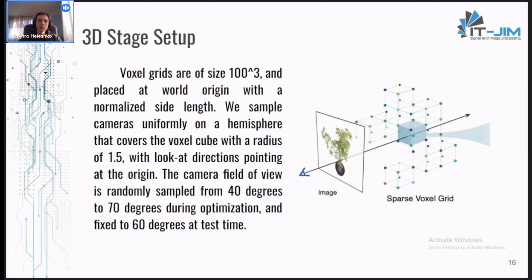The scene itself is a voxel grid of size 100 by 100 by 100 and is placed at the world origin with a normalized side length. We sample cameras uniformly on a hemisphere that covers the voxel cube with a radius of 1.5, with a look-at direction pointing at the origin. The camera field of view is randomly sampled from 40 degrees to 70 degrees during optimization and fixed to 60 degrees at test time. The same technique is reported to be used in DreamFusion, and they found that this FOV jittering can help during 3D asset optimization.